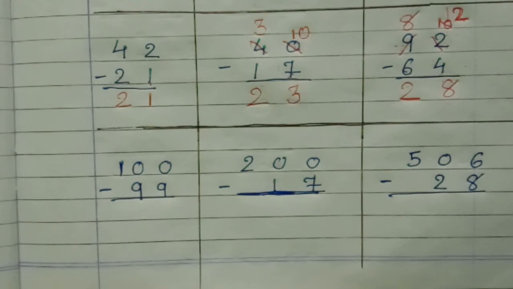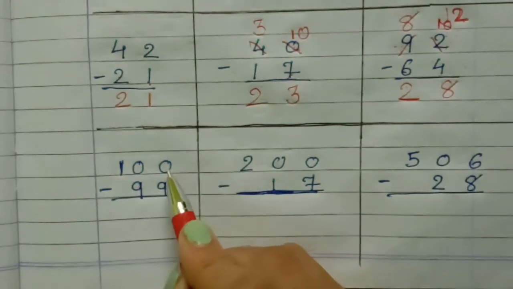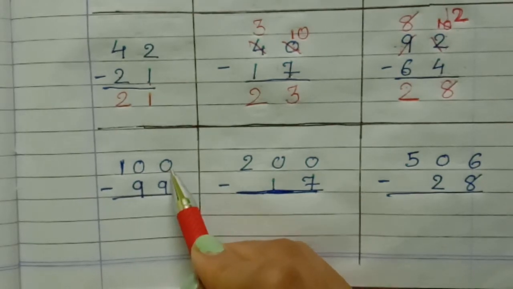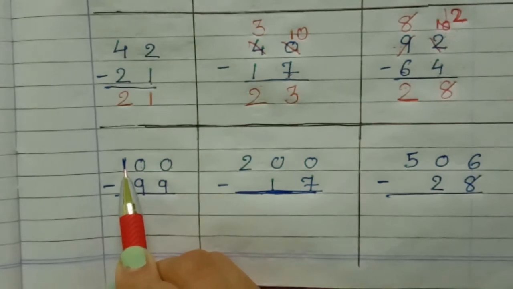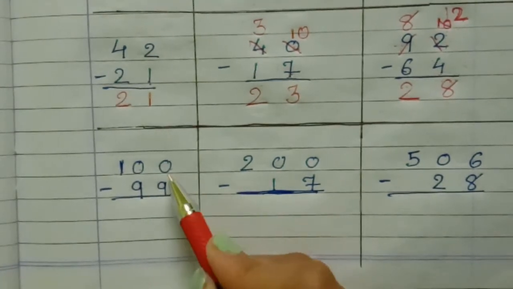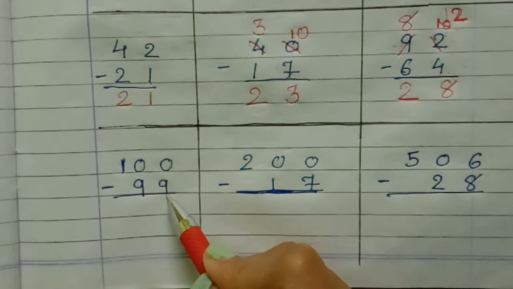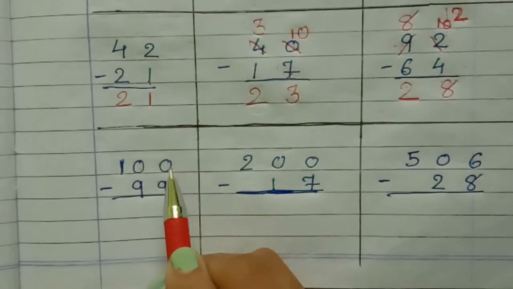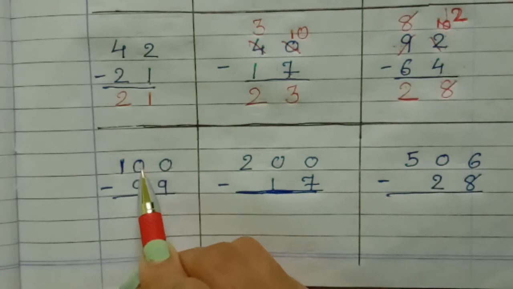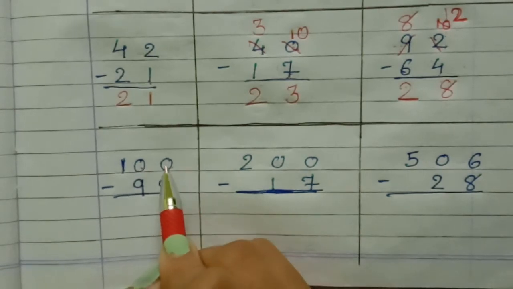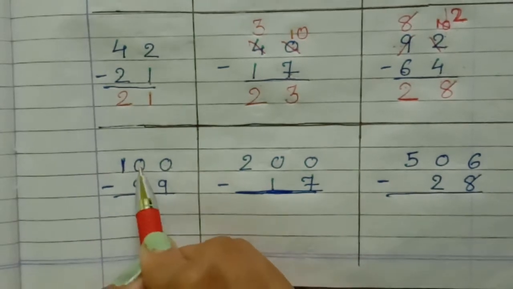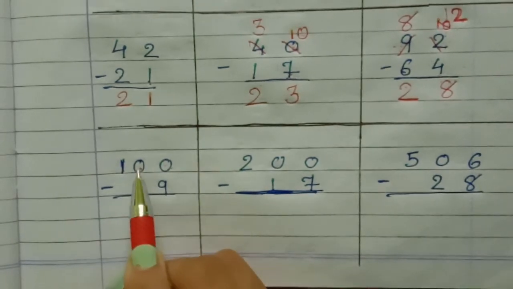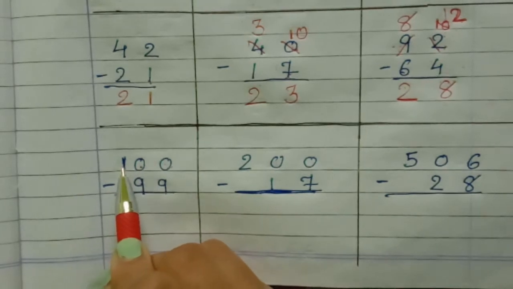100 minus 99. You can see at the one's place it is 0, the ten's place also 0, and the hundred's place it is 1. Now 0 minus 9, is it possible? No, it's not possible. So this 0 has to borrow. But here also it is 0. If it is not possible, we can go to the next place. So this 0 has to borrow from 1.